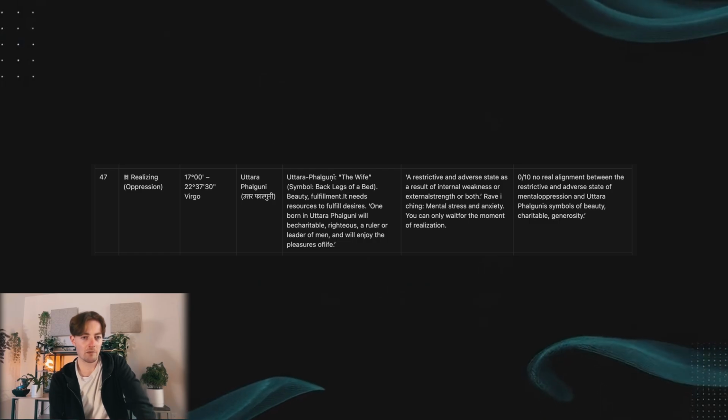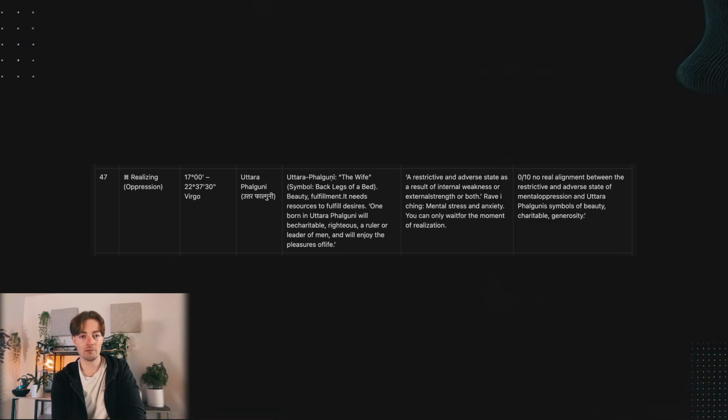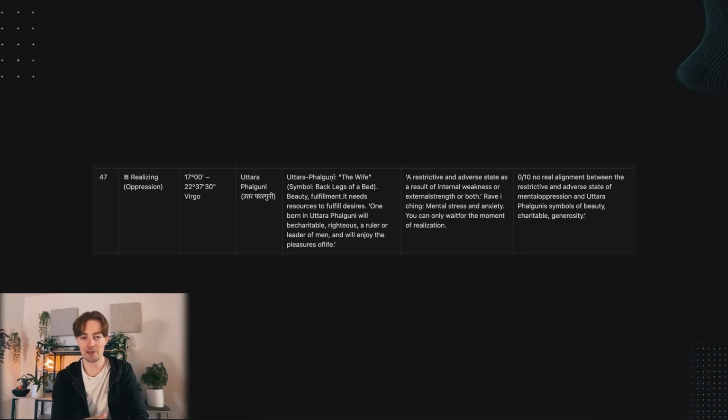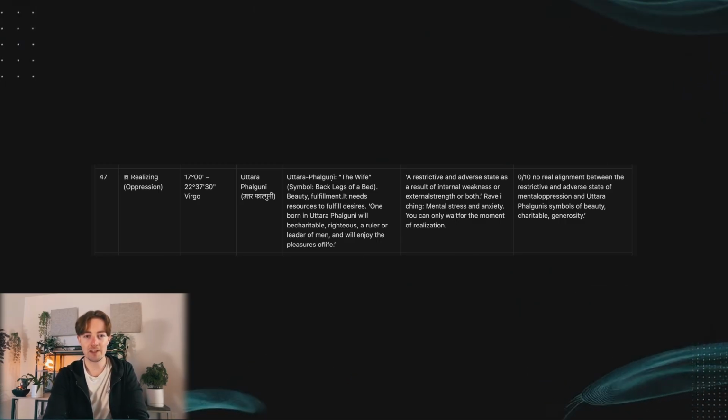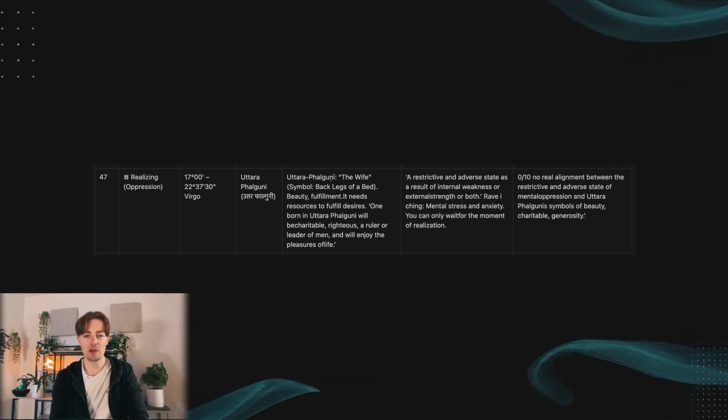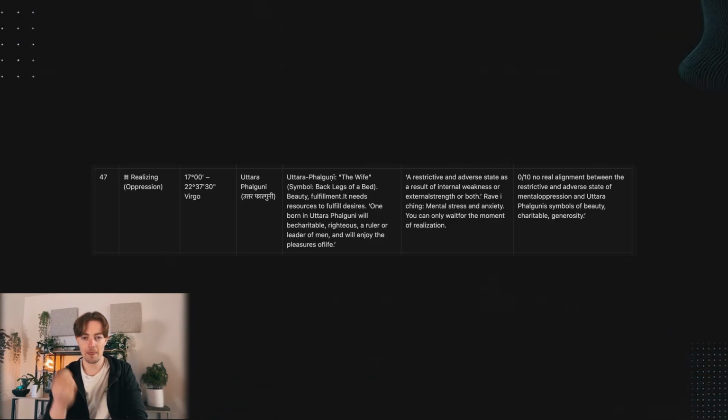Gate 47, realization, the gate of oppression, going from 17 to 22 degrees of Virgo. This is in the Uttara Falguni Nakshatra. So to introduce Uttara Falguni, it's the wife. The symbol is the back legs of the bed. It's kind of the opposite, complementary of Purva Falguni. It's about beauty and fulfillment. It needs resources to fulfill desires. One born in Uttara Falguni Nakshatra will be charitable, righteous, a ruler or leader of men, and will enjoy the pleasures of life.